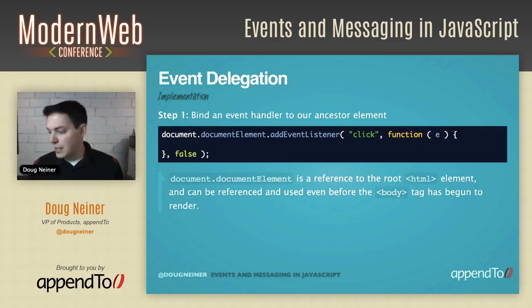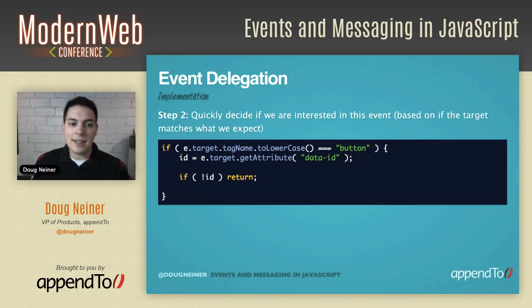So that's our first thing. We'll attach a click handler there, and we make sure we have e so we can have it available so we can interact with the event object that will come through. Then we're going to try to decide as quickly as possible, because this will handle all click events on the page, if we want to do something with this particular event.